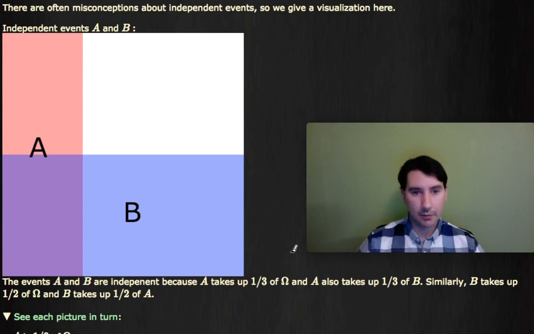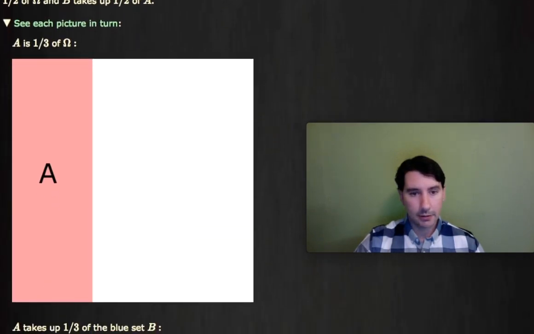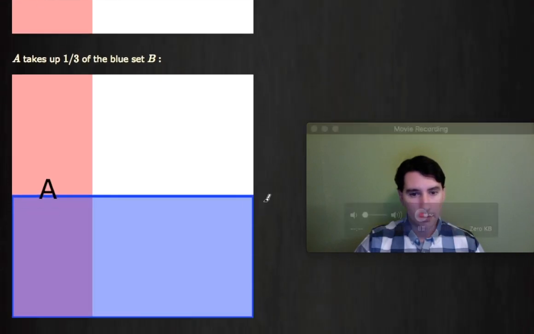So notice that A and B don't overlap completely with each other. A is not contained inside of B, and also they're not completely disjoint. So it's not like we have A over here and B over here or something. In fact, the way that they overlap is A takes up 1/3 of the whole space, and A takes up 1/3 of B. And on the other hand, B takes up half of the space, so we could think of the probability of B as a half, but also B takes up half of A. So we're going to look at each in turn. A is 1/3 of the entire space, and if we look at B, which is this set here, then A takes up 1/3 of that set.